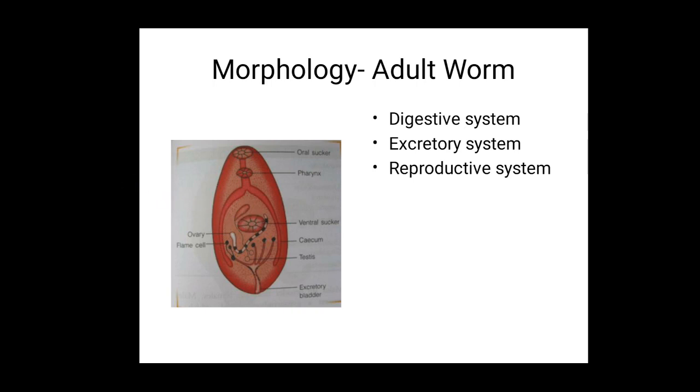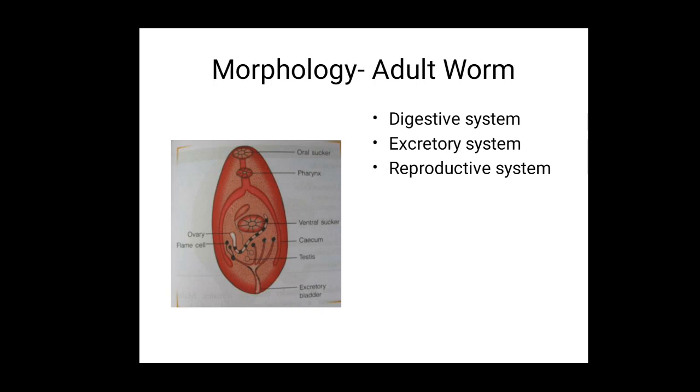That is the digestive system. The suckers are there, and this is the pharynx. But you can see here the digestive system ends abruptly with a cecum. There is no anus. It ends abruptly. So that is the reason it is called an incomplete digestive system.